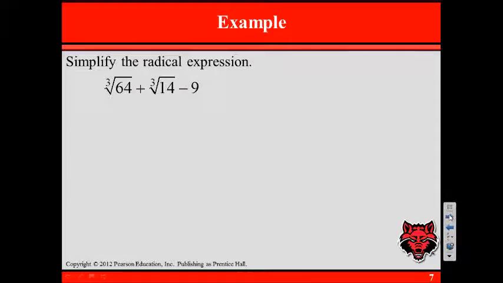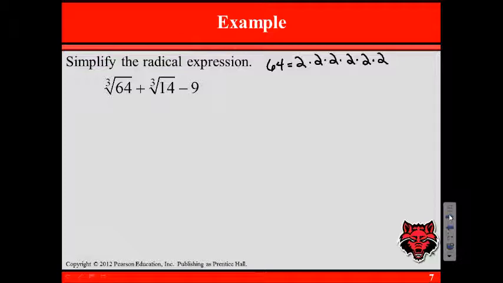Let's try another example. We want to simplify the radical expression. We have the cube root of 64 plus the cube root of 14 minus 9. So we make our prime factorizations again. The prime factorization of 64 is 2 times 32, which is 2 times 16, which is 2 times 8, 2 times 4, which is 2 times 2.